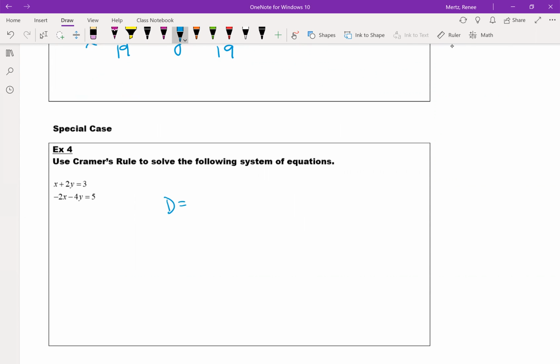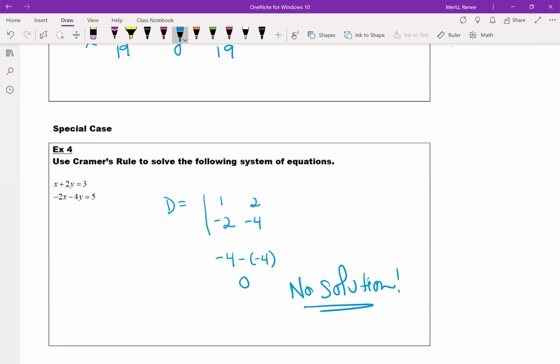D is, this is our special case, 1, negative 2, 2, negative 4. So we get negative 4 minus a negative 4 is 0. If that happens, it's no solution. So that is our special case.